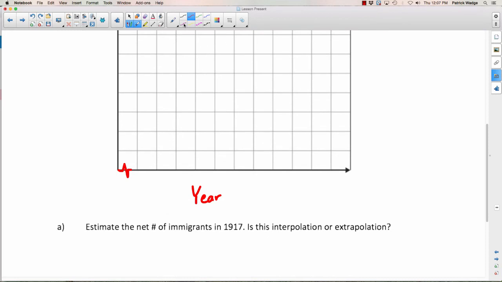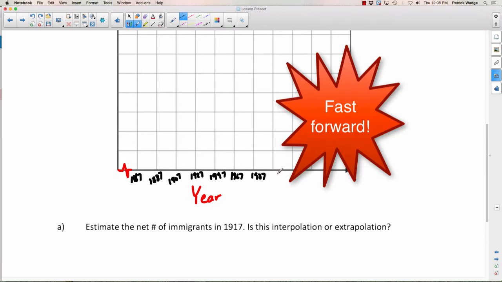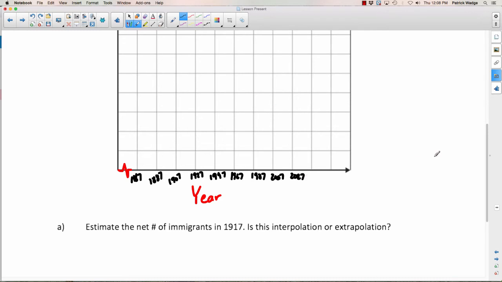So let's be smart about this, and let's start with 1867 and go up by 20 every time. So 1867, 1887, 1907, 1927, what the heck, we'll do one more, 2027, and we're good.